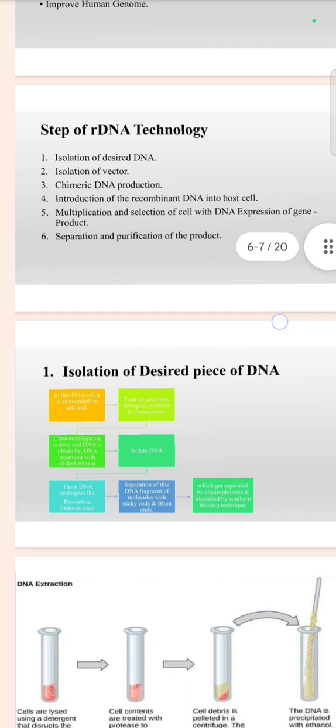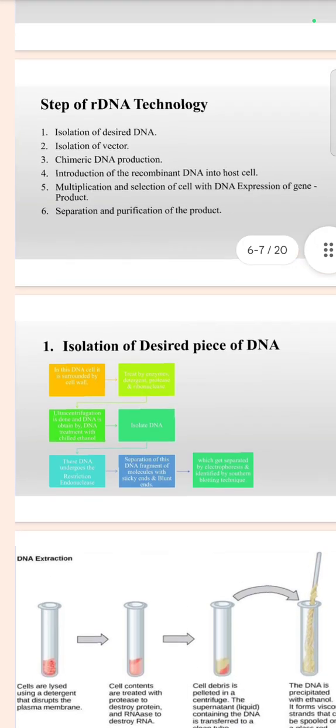Next we are going to learn isolation of the desired piece of DNA. The desired gene can be obtained in 2 ways: one is a natural source, another one is mRNA. First we are going to learn the natural source. The desired gene, say the insulin gene, is available in the mammalian pancreas. The desired gene is isolated from the cells by the following steps.